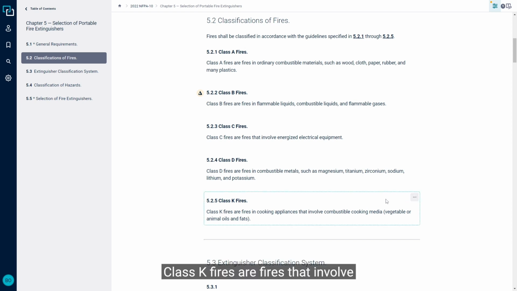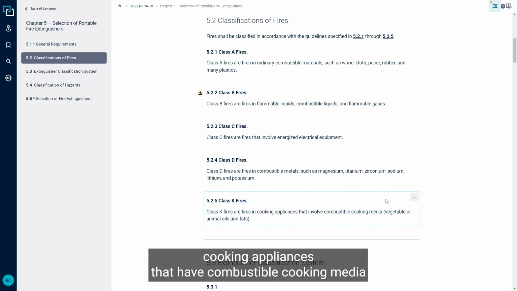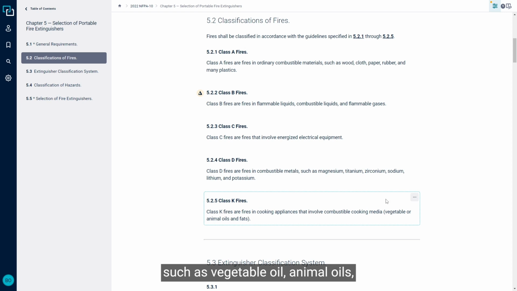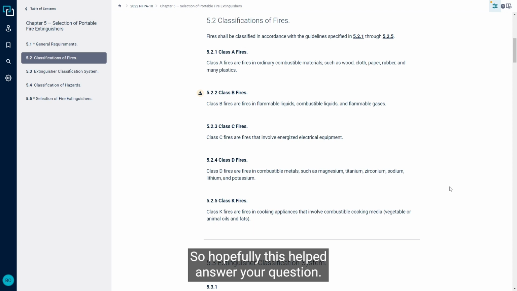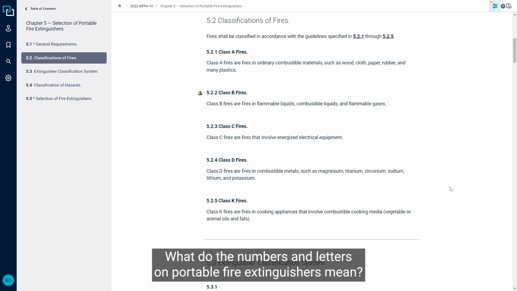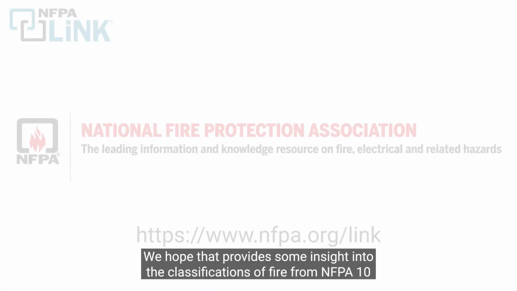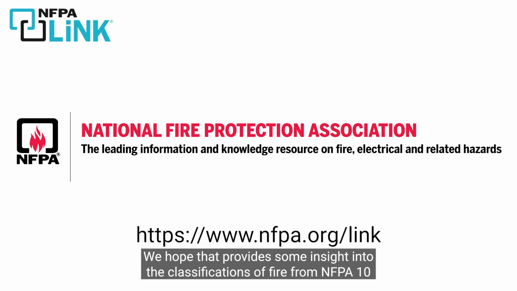Class K fires are fires that involve cooking appliances that have combustible cooking media, such as vegetable oils, animal fats, and things like that. So, hopefully this helped answer your question, what do the numbers and letters on portable fire extinguishers mean? We hope that provided some insight into the classifications of fire from NFPA 10.